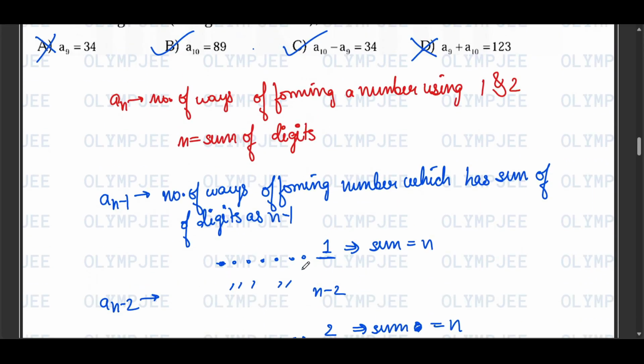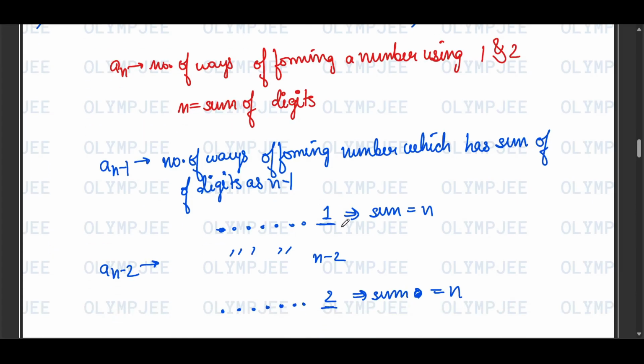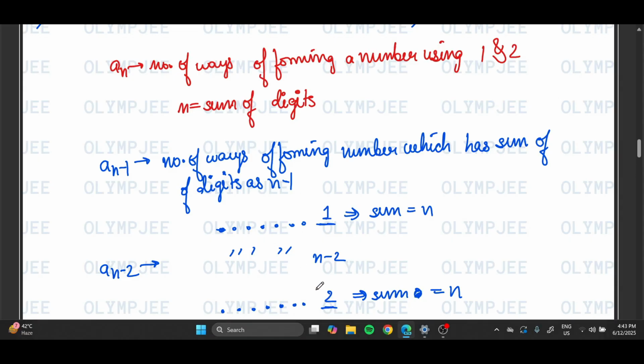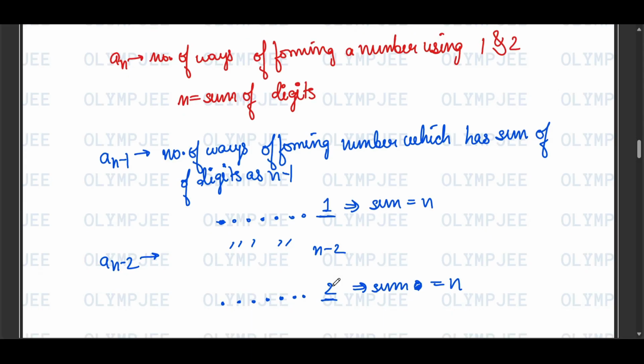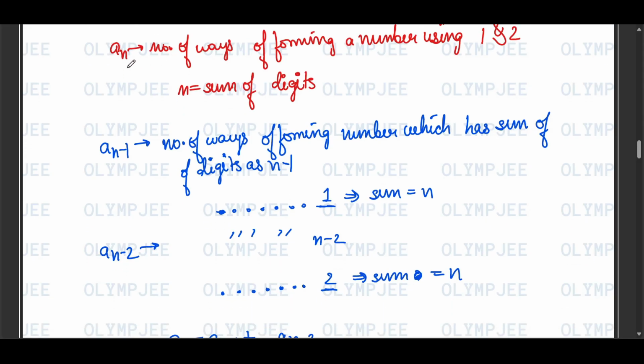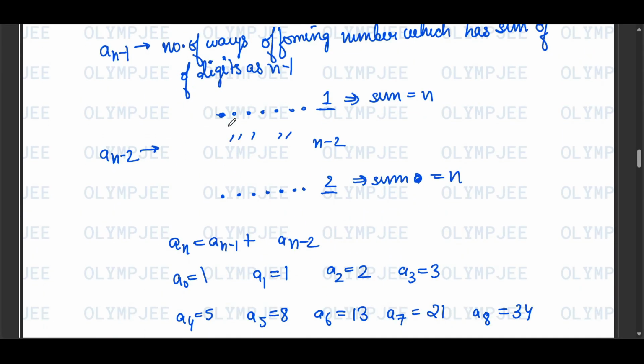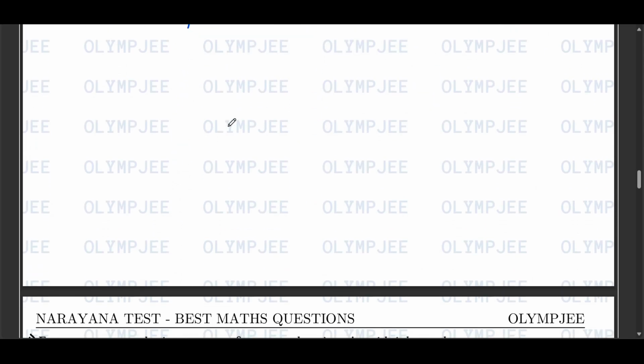Hope this is clear, that if we take an minus 1 plus an minus 2, then it will give the total number of ways of forming a number which has sum of digits as n, because there is only one possibility of the last digit being 1 or 2. So we will basically multiply each by 1 only to get the number of ways of forming an. So we are adding both the possibilities.